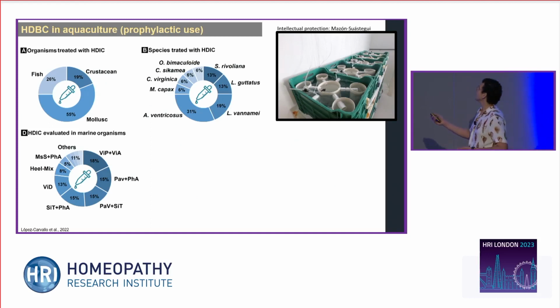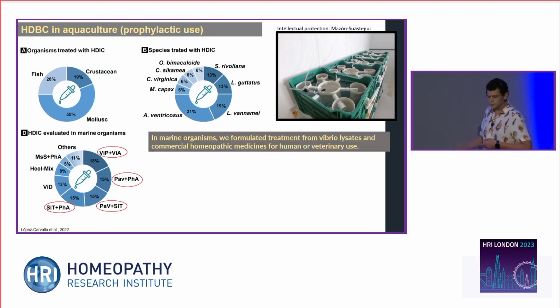So we made a prototype. This is intellectual protection from Mason Swastegi, to make sure that the mix is going to be homogenized in the system and distributed to all the chambers where we are growing the organisms. In marine organisms, we formulate treatments from Vibrio lysates. We are going to talk mainly about these formulations, Vibrio lysates and silica, but we have also tested other commercial homeopathic medicines that are used for human or veterinary use.